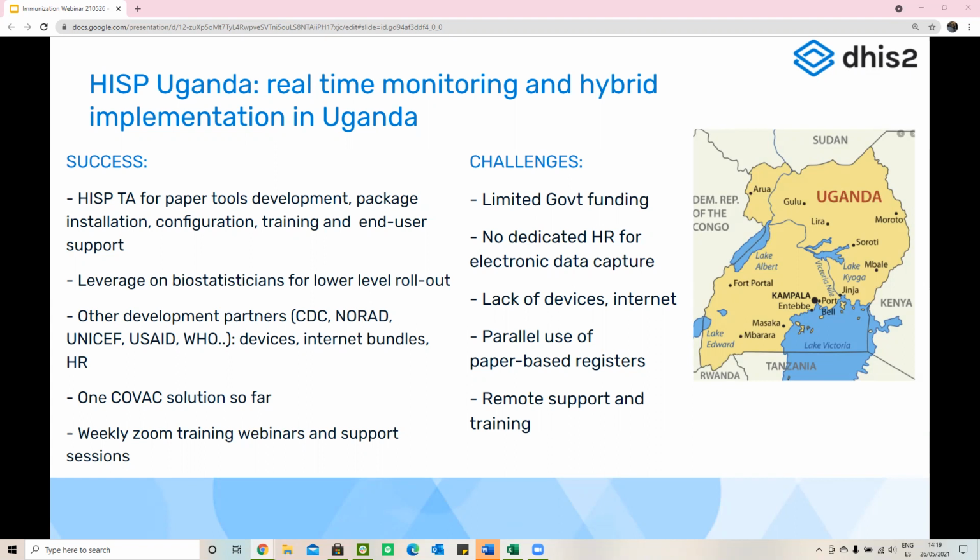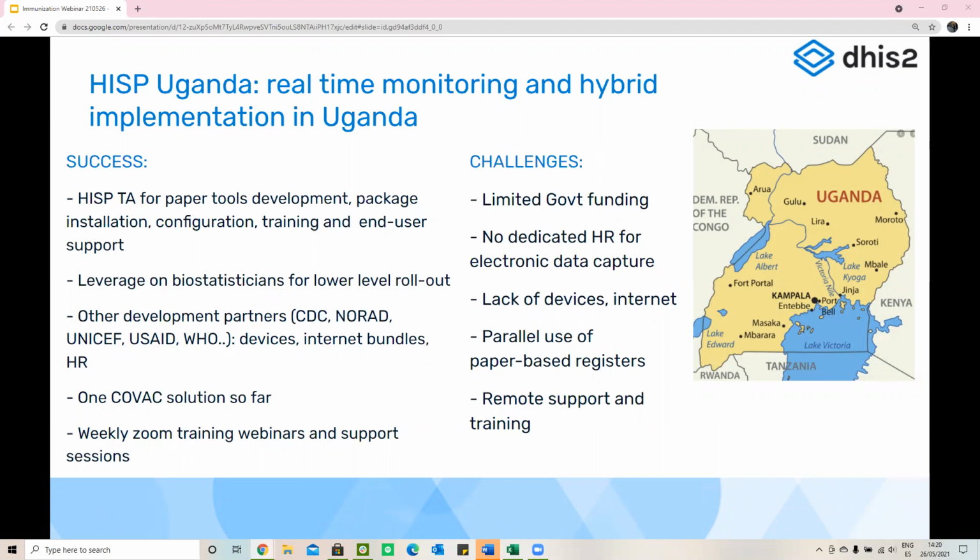So at the moment, we're still using DHIS2, the COVAX tracker package, as our immunization registry. As I shared again, we are using weekly meetings, half a day, and whoever is able to log in, it's a public gathering, and then we are able to train them and specifically address some of the challenges that teams are facing.